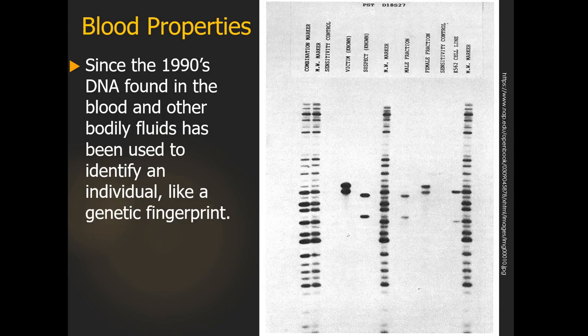So let's go back to that. So here we have the victim. So we've got a female fraction right here, and then we've got a sensitivity control, nothing's there, and then they've got a male fraction, and then we've got the known suspect, and it matches with the male fraction.